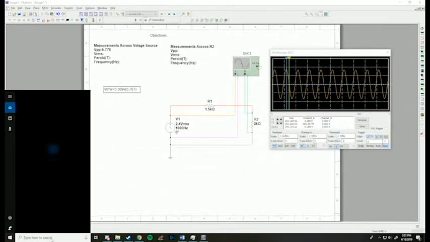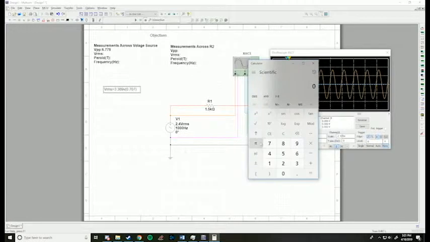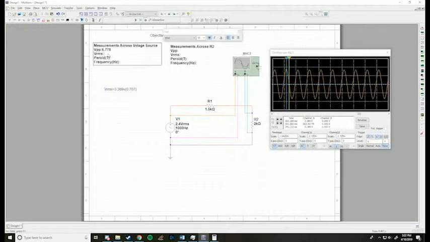Now if we do some quick maths here, 3.389 times 0.707, and that gives us a VRMS of about 2.39, 2.4. So we'll just say 2.396 VRMS.